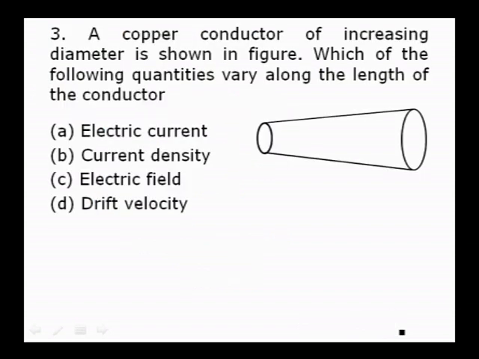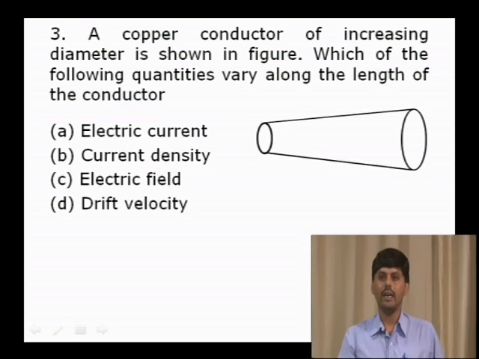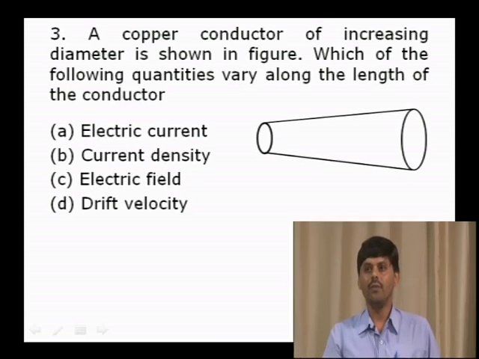Question number 3. A copper conductor of increasing diameter is shown in the figure. Which of the following quantities vary along with the length of the conductors? Okay, here the diagram provided has a variable cross-sectional area.